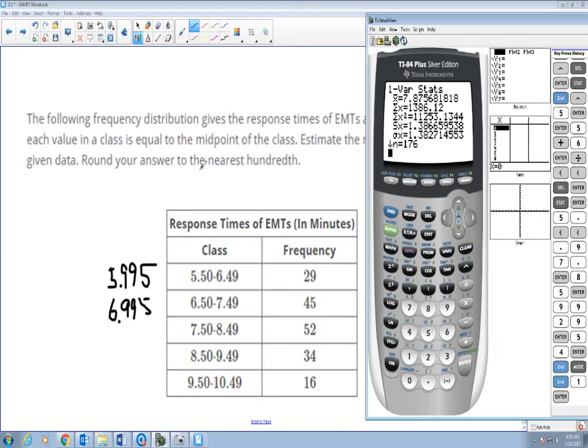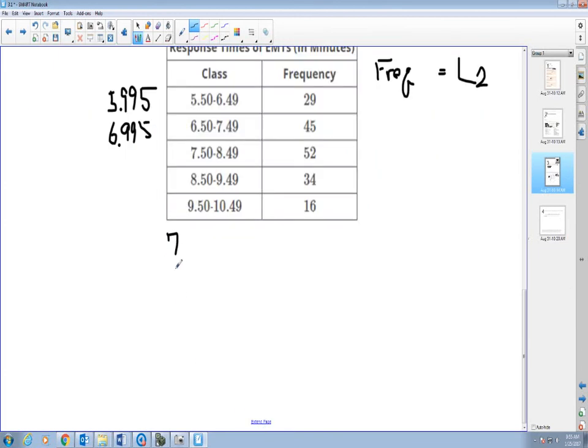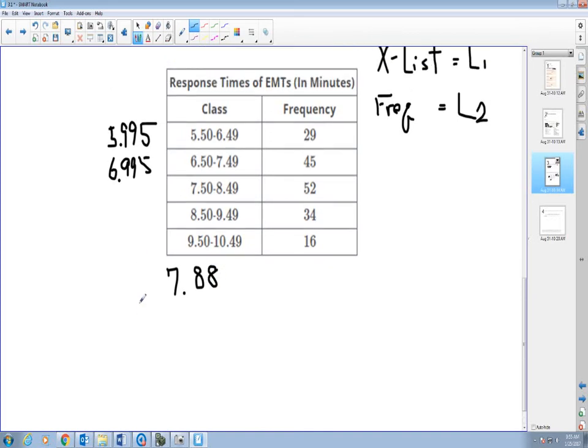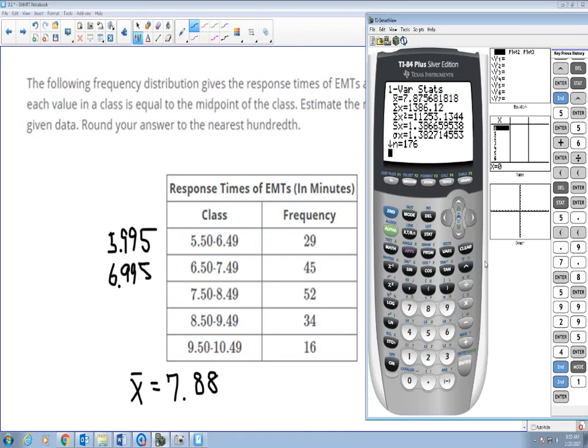Alright, so my mean rounded to the nearest hundredths, my answer will be 7.88. There you go. That's how you do it. Now, a lot of times I might type in the number wrong and things like that. And you probably will notice it from time to time.